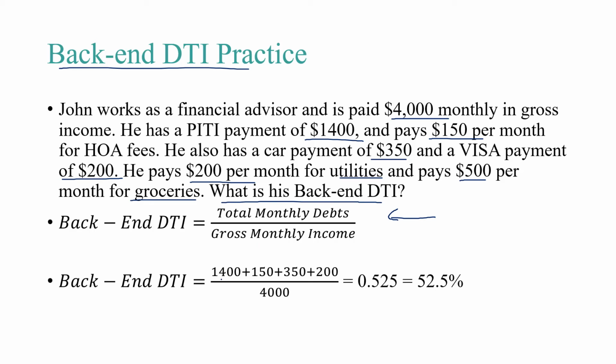His PITI payment, which is $1,400. His HOA fees, which are $150. His car payment, which is $350, and his Visa payment for credit card, which is $200. And we divide all of these by the gross monthly income of $4,000, and we get 0.525 or 52.5% for his back-end DTI. And this concludes our module on DTI.